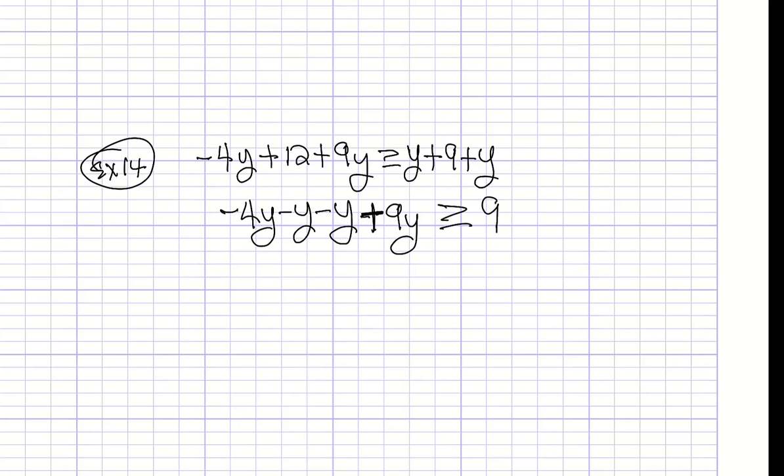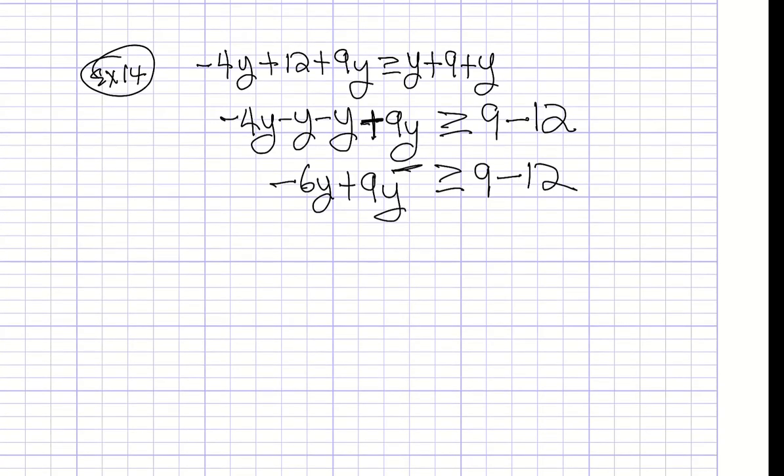We got 9, and then we'll bring 12 to the other side. It becomes -12. Okay, you see that? I kind of dropped that off. You don't want to do that. So you take care of all that stuff. What do you have? You have -6y plus 9y greater than or equals to 9 minus 12. So we simplify both sides. What do you get? You get 3y greater than or equals to -3. You see that, right?